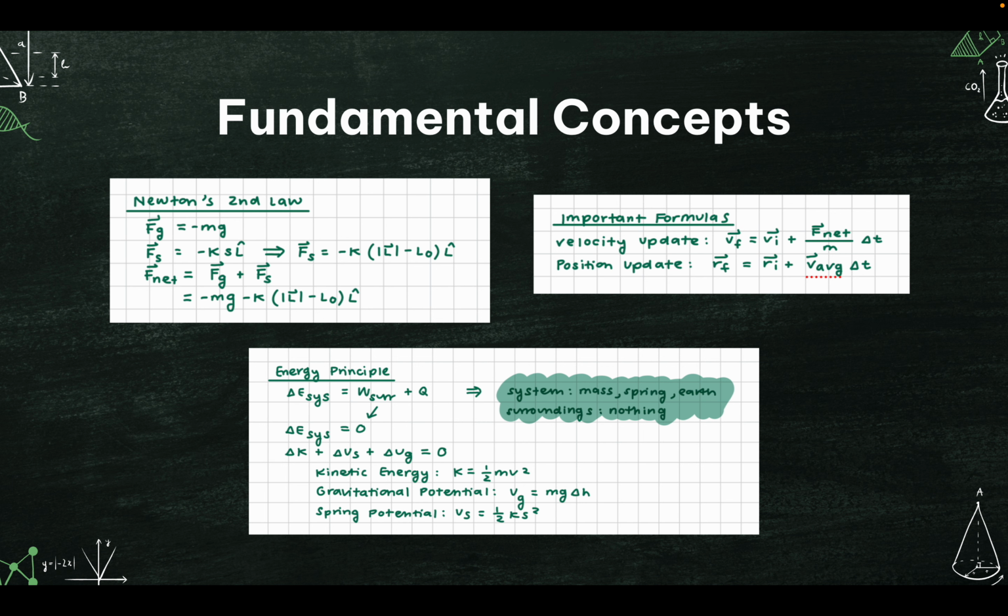Now is a good time to define the system and surroundings in this lab. Our system will be the mass, spring, and earth, and the surroundings would usually be everything else interacting, such as air resistance. We are assuming in our model that nothing else is interacting, so the surroundings are nothing. Because of this, no work is done by the surroundings, which makes the change in energy equal to zero. In our experiment, we consider the energy from kinetic, gravitational, and the spring, so when we add all those together, that must be zero. Finally, we need the velocity and position update formula for our computational model, which we have previously derived from Newton's second law.